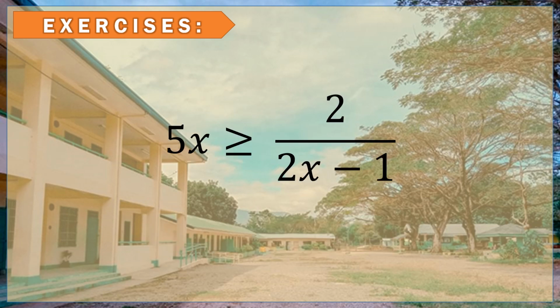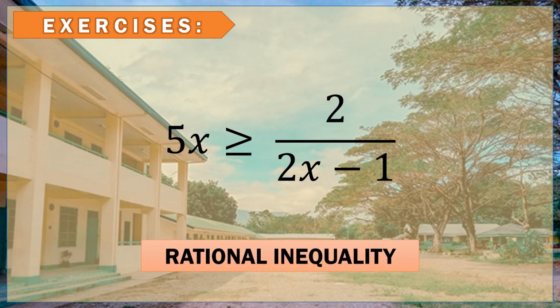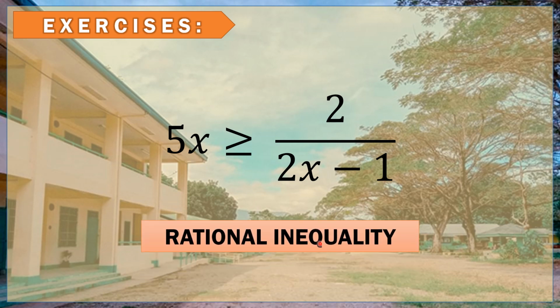Next, let's have 5x is greater than or equal to 2 over 2x minus 1. Is it rational function, rational equation, or rational inequalities? Good, very good. That is rational inequality because we use greater than or equal to symbol. So, yan, inequality sign. So, that is rational inequality.